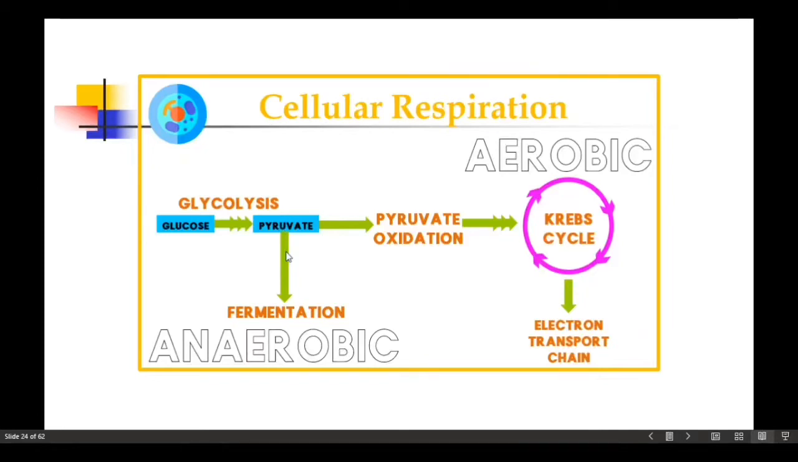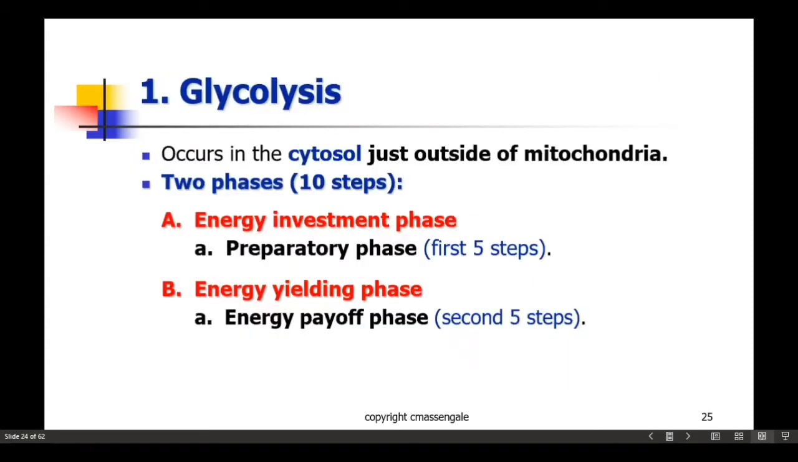Now, let us go to the individual stages. Let us start first with the very first stage, which is called glycolysis. Now, again, glycolysis happens in the cytosol of the cytoplasm, which is found outside the mitochondrion or mitochondria. In general, glycolysis happens in a series of 10 steps or 10 reactions.